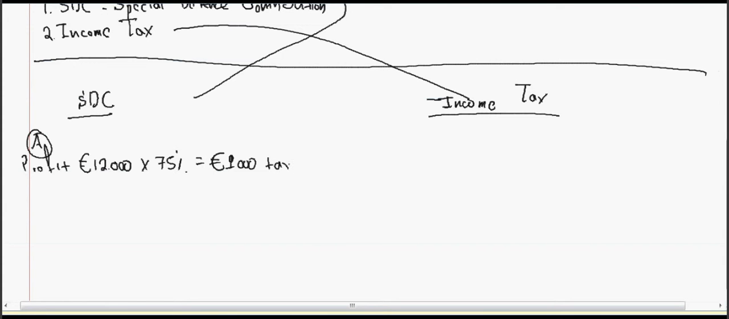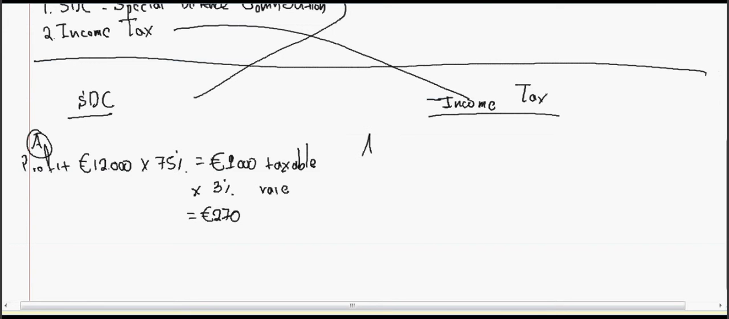Of course, we don't pay tax on 9,000. We need to apply the tax rate. The SDC tax rate is 3%. Now in our scenario, we will pay tax only for 270. But of course, we need to pay income tax.